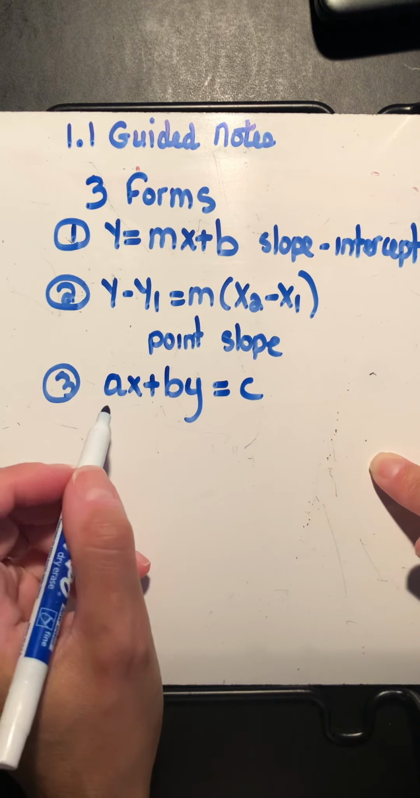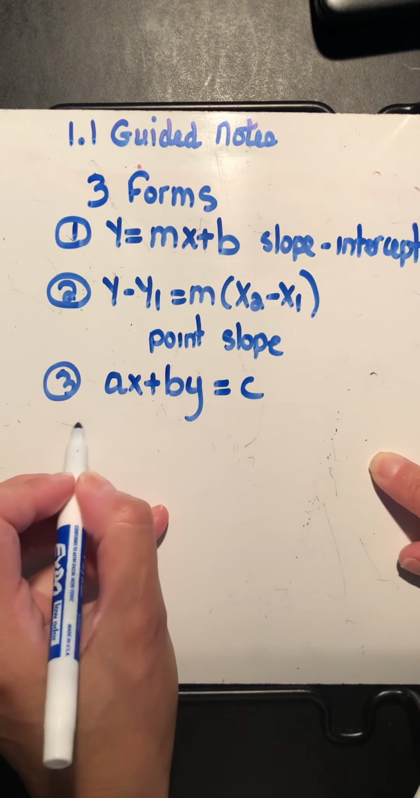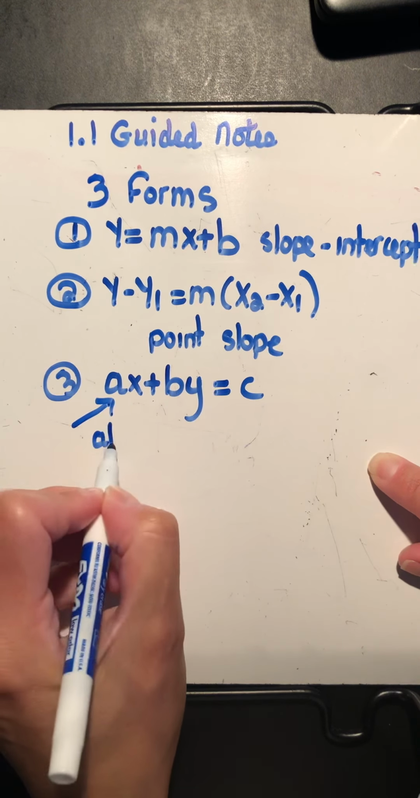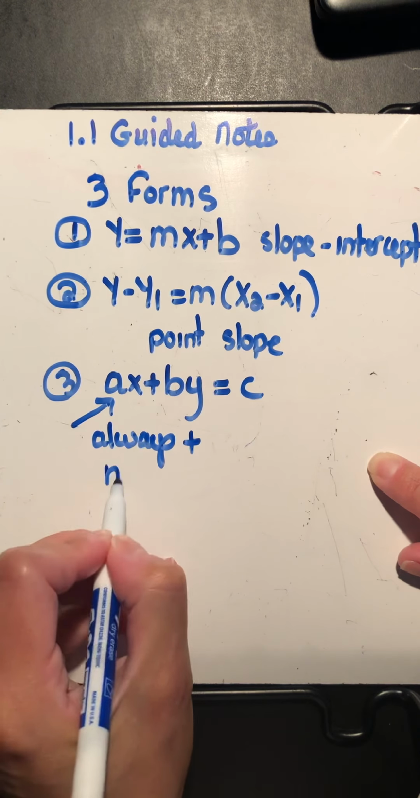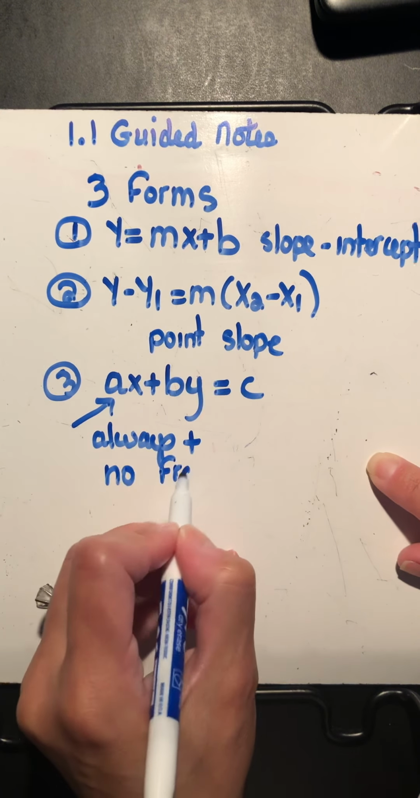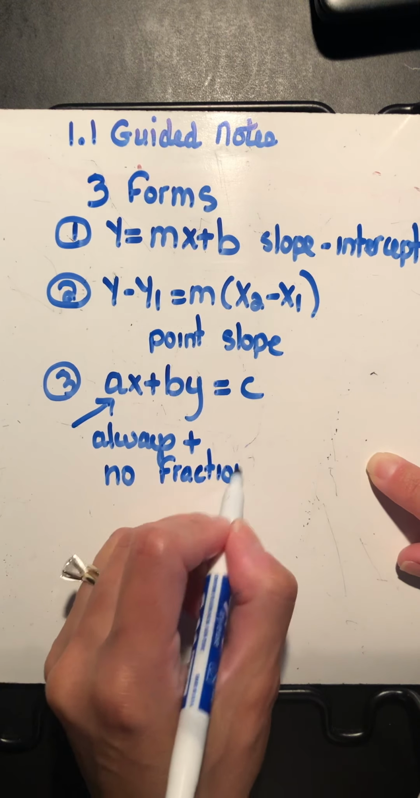And the cool thing about standard form is that a is always positive, and there are no fractions. So if you are somebody who hates fractions, you love standard form.